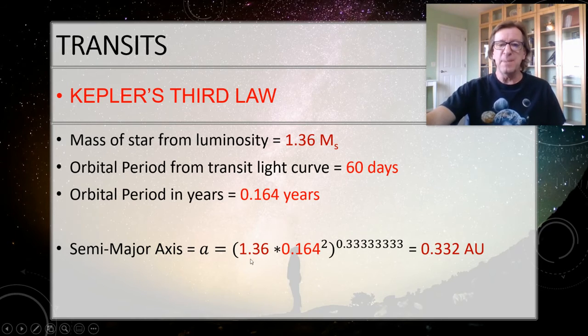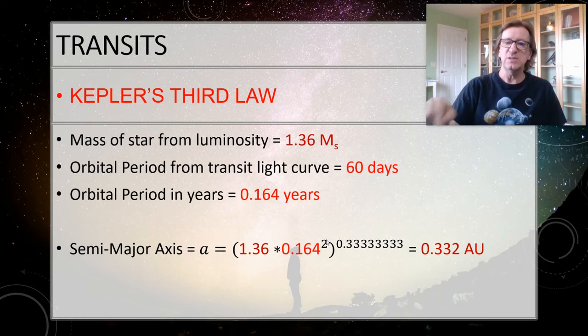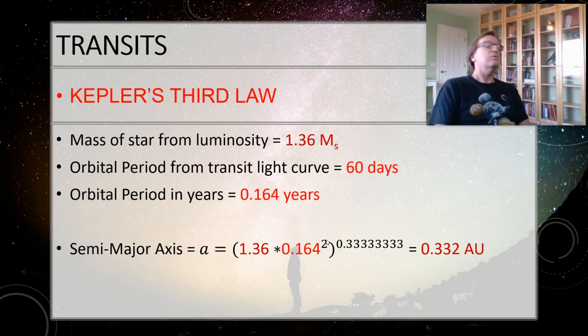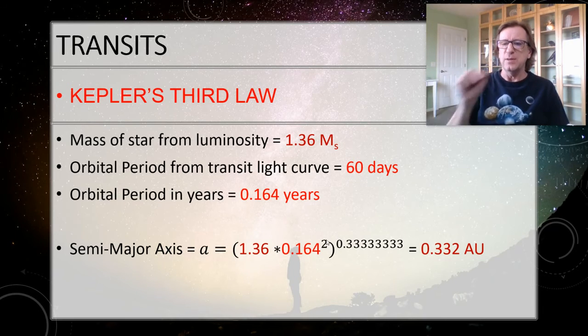All right, so our M is 1.36. Our P is 0.164, and remember we square that. So you do 1.36 times 0.164 squared, hit equals, always. And then raise to the 0.33333333. Okay, I'm bored. And then hit equals. And you should get 0.332 AU.